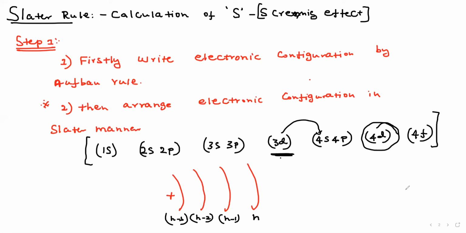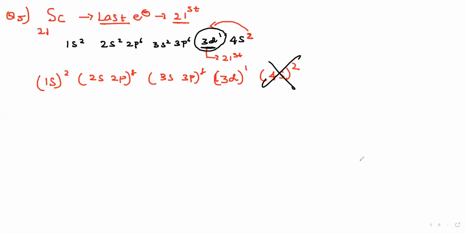Then this is the 21st electron in scandium, right? Therefore, the 4s cannot be counted out in this method. Understand? Now see, very important, please note this point. They are asking about the 21st electron, which is in the 3d orbital.